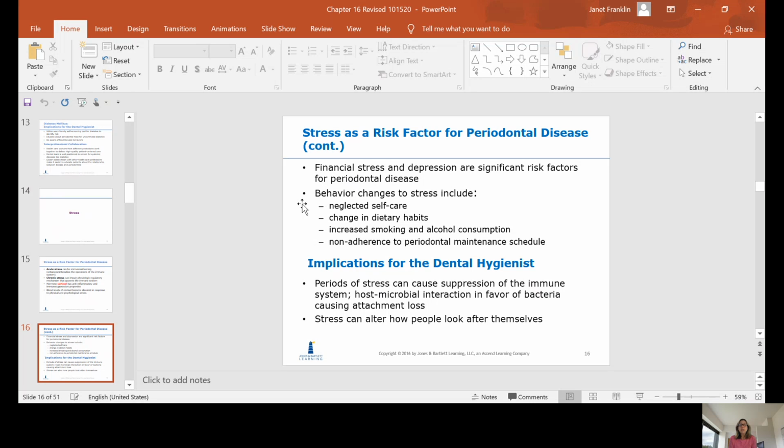Financial stress and depression are significant risk factors. What do you need to know? Periods of stress can cause suppression of the immune system and host microbial interaction in favor of bacteria, causing attachment loss. So good oral hygiene is about the best way that a patient can combat stress.